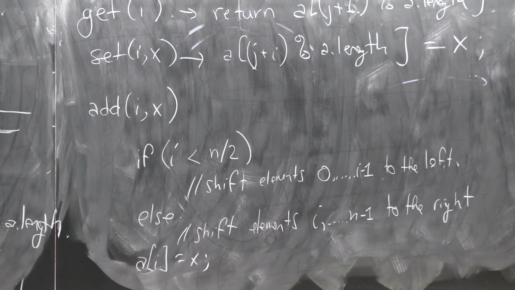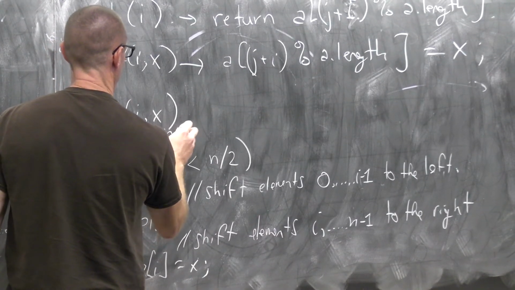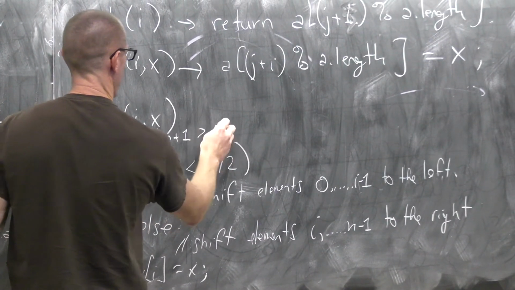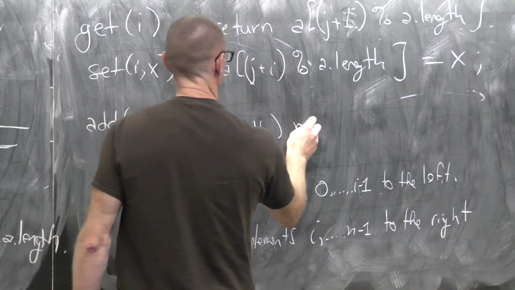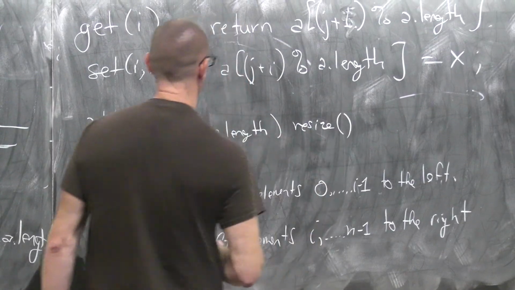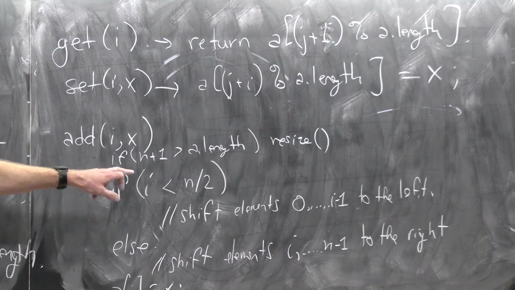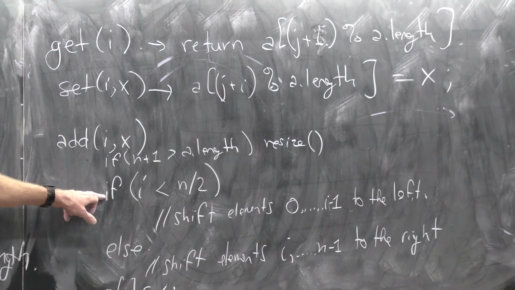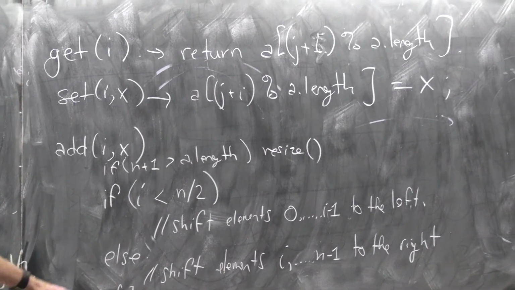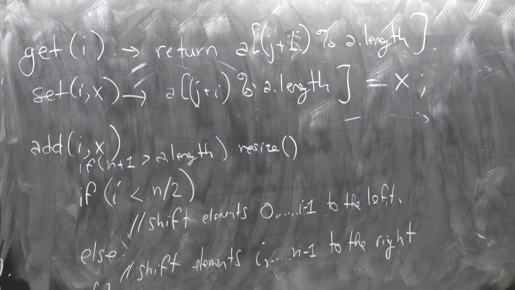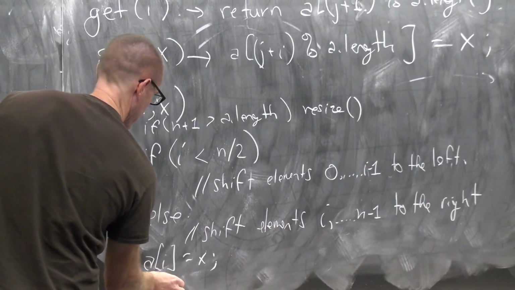And then, of course, before that, you will have something like if n plus 1 is bigger than A dot length, resize. So before I can add anything, I better make sure the array is big enough. If not, I resize it. Then if I'm adding in the first half, I shift things to the left. If I'm adding in the second half, I shift things to the right. I add this thing where I need to add it, and then I do an n plus plus.